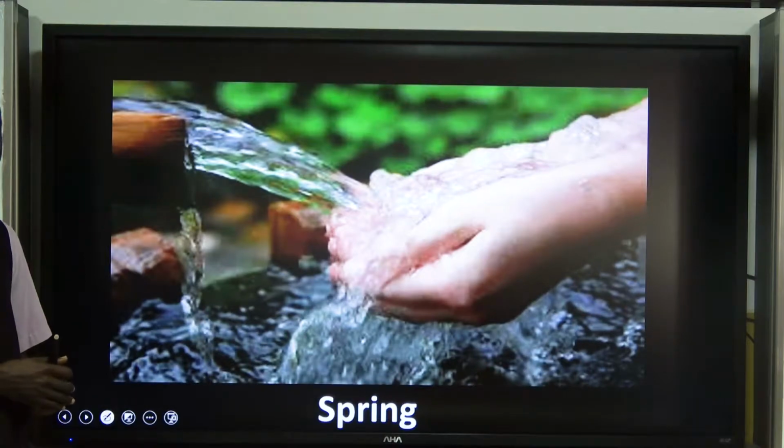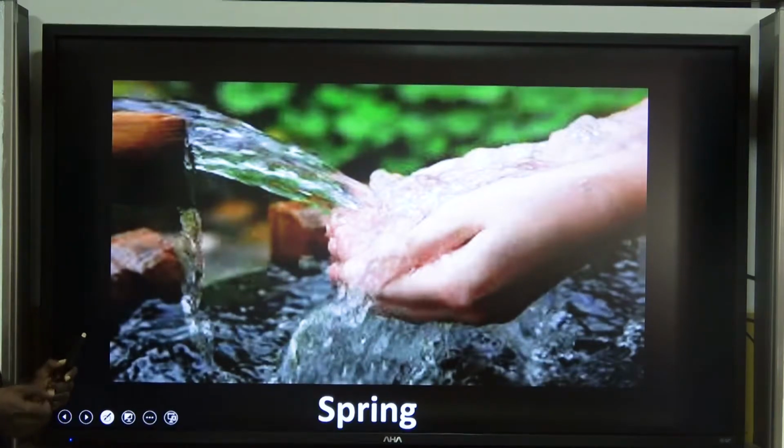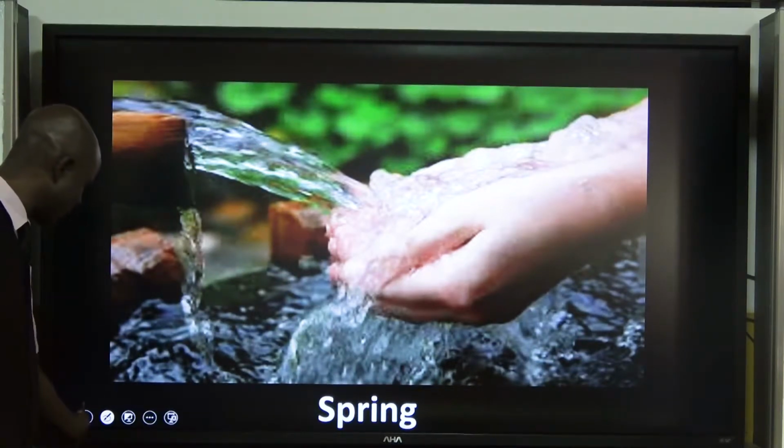Yes, spring is a source of water. Water coming or oozing up from the ground. Water oozing from the ground is a source of water. That is spring.